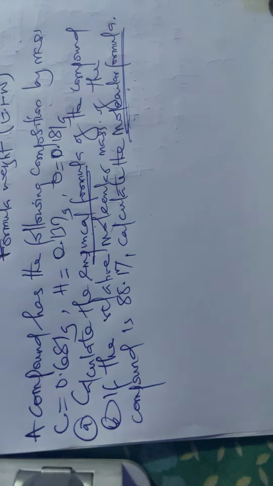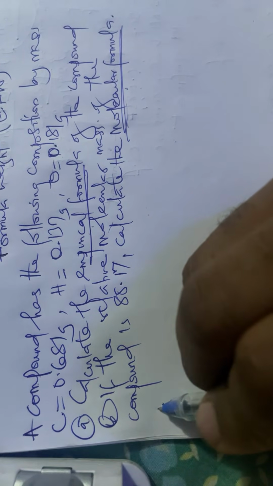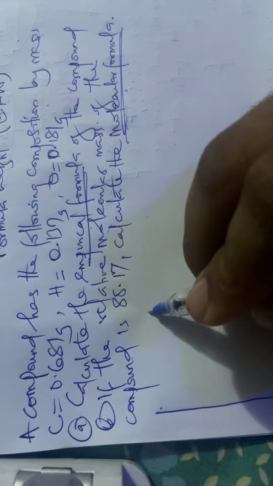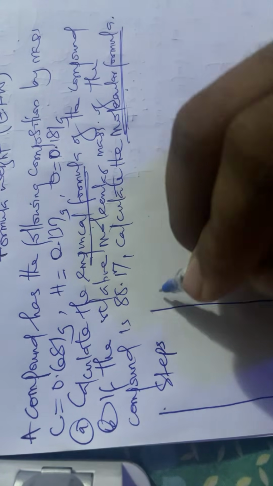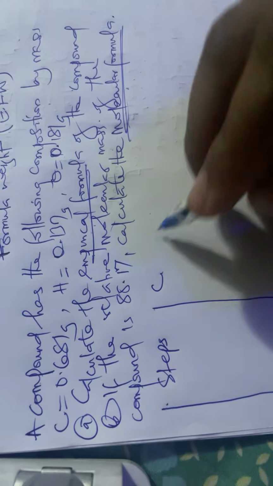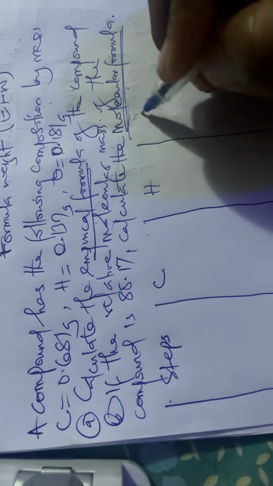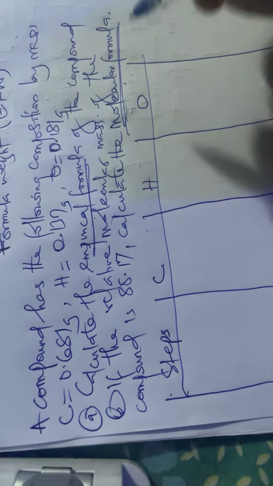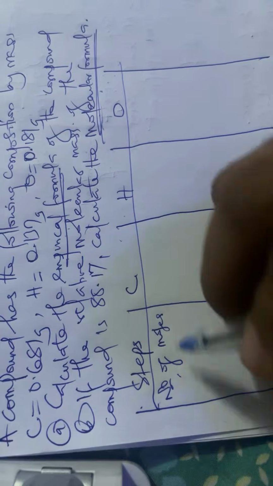So remember what we did the other time. I told you to create tables like this. Now this side will have to do with the steps. So you say steps here. Then the three elements are carbon, hydrogen, and oxygen. All right, then you draw your horizontal line. Now the first thing I told you is to calculate the number of moles. And I told you that moles is mass over molar mass.